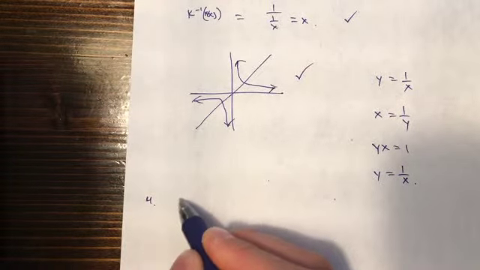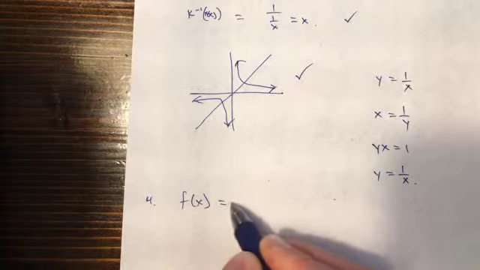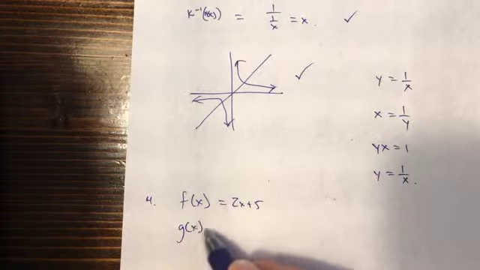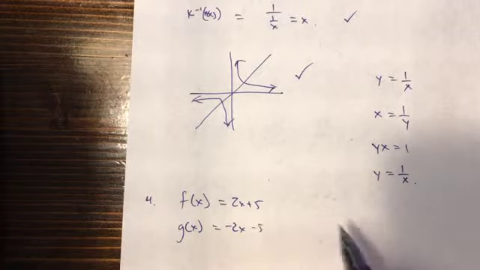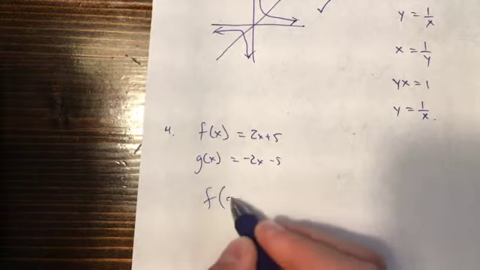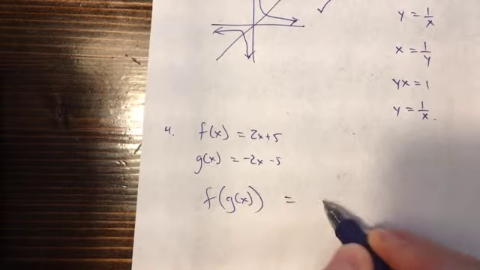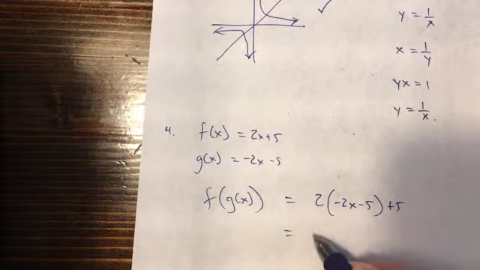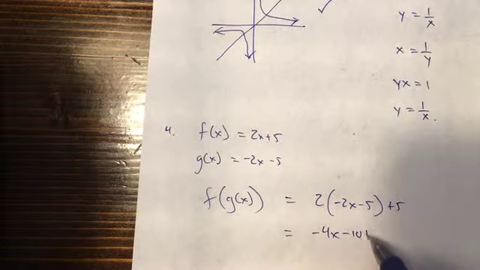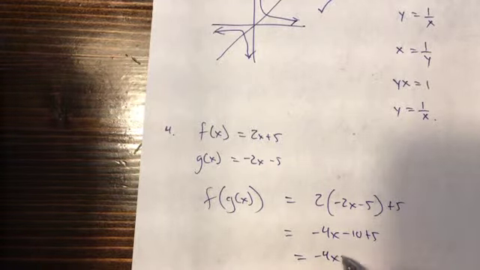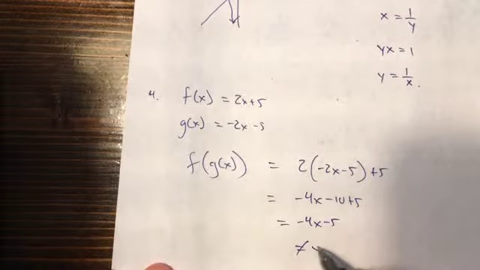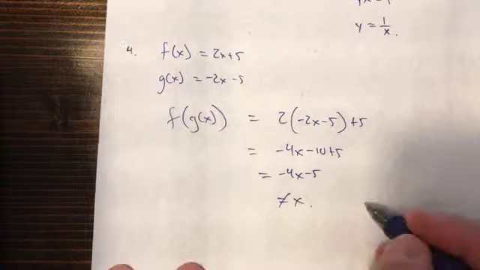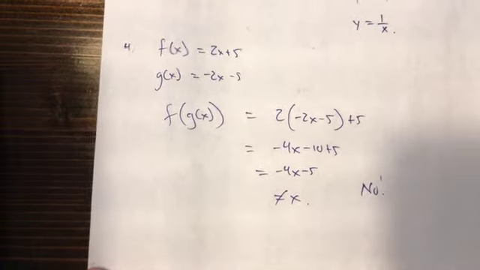Finally, 4 asks to determine whether f of x equals 2x plus 5 and g of x equals negative 2x minus 5 are inverse functions. So let's find f of g. Well, what do we get? We get 2 times negative 2x minus 5, plus 5, which is negative 4x minus 10 plus 5, which is negative 4x minus 5, which does not equal x. Inverse functions, when you compose them, you have to get x. So no, these are not inverse functions.